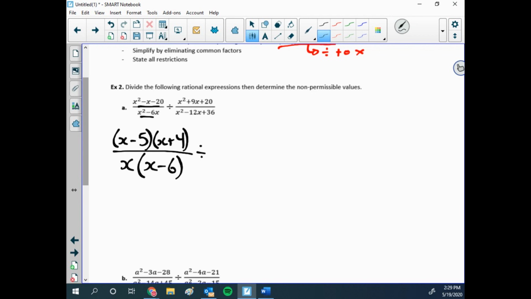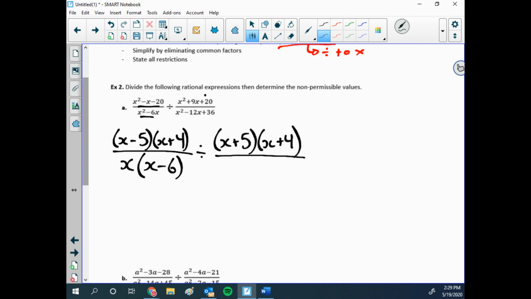I'll leave this as division for now because I'm going to just factor. So the second part here, this trinomial on the numerator, I'm looking for two numbers that multiply to 20 and add to 9. That would be x plus 5, x plus 4, over the denominator, which is x squared minus 12x plus 36.